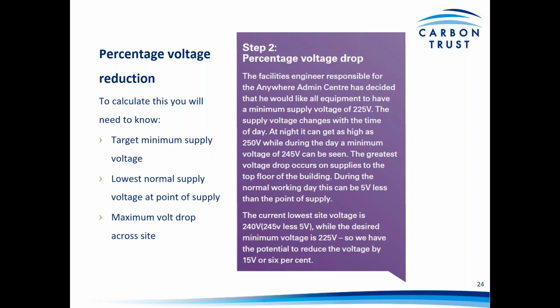The greatest voltage drop occurs on supplies to the top floor of the building, and during the normal working day this can be 5 volts less than the point of supply. So the current lowest site voltage here is 240 volts, that is 245 minus the 5 volts, whilst the desired minimum voltage is 225 volts. So essentially here we have the potential to reduce the voltage by 15 volts or 6%.